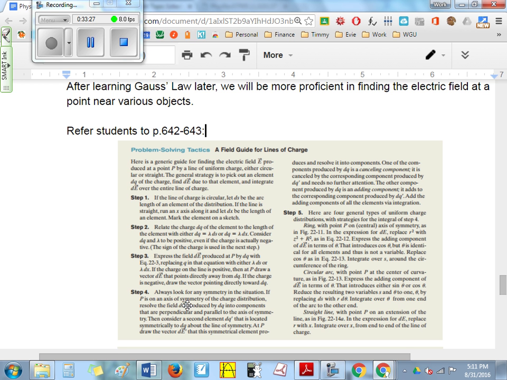Step 4 says always look for any symmetry in the situation. If P happens to be on an axis of symmetry of the charge distribution, resolve the E field produced by dq into components that are perpendicular and parallel to the axis of symmetry. Consider a second element dq prime that is located symmetrically to dq about the line of symmetry. And at point P, draw the vector dE that this symmetrical element produces and resolve it into its components. One of the components is a canceling component, the other is an adding component. So I had already mentioned all this, but these are such good reminders.